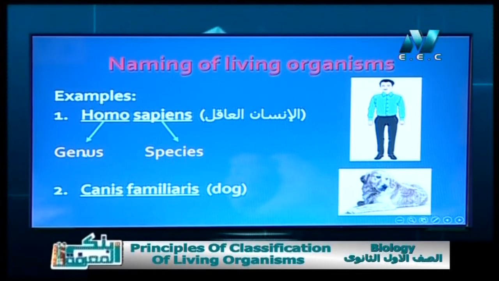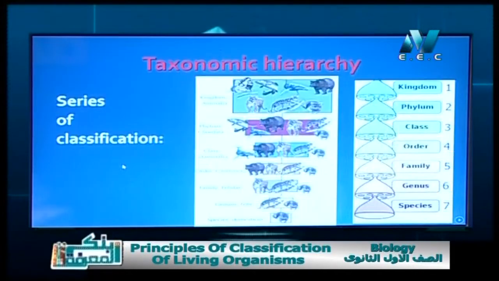Another example, Canis familiaris. Canis familiaris is the name of the dog. Canis refers to the genus, and familiaris refers to the species. What are the genus and what are the species? Actually, we have levels of classification, and we call it a series of classification: the taxonomy hierarchy.